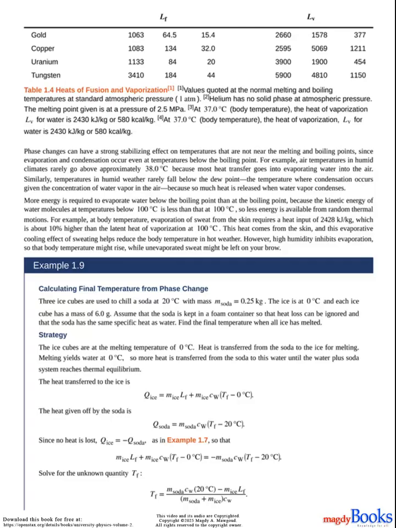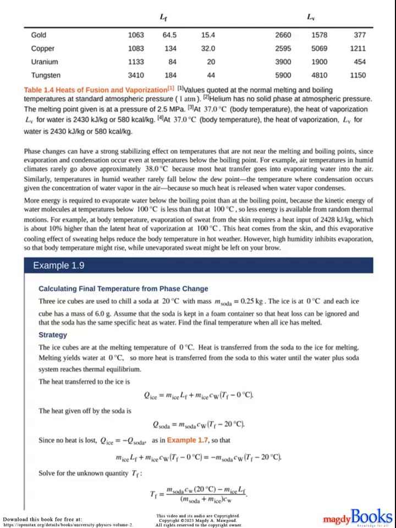More energy is required to evaporate water below the boiling point than at the boiling point, because the kinetic energy of water molecules at temperatures below 100 degrees Celsius is less than that at 100 degrees Celsius, so less energy is available from random thermal motions. For example, at body temperature, evaporation of sweat from the skin requires a heat input of 2,428 kilojoules per kilogram, which is about 10% higher than the latent heat of vaporization at 100 degrees Celsius.